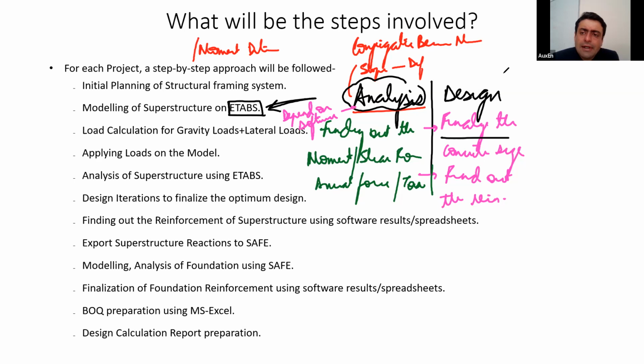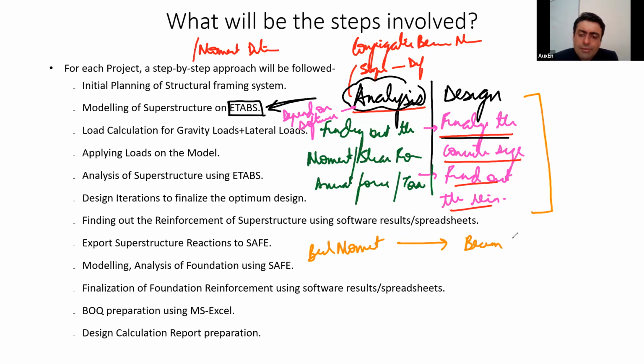When it comes to design, by design I mean, as I said, finalizing the concrete sizes, RCC sizes, and then finding out the reinforcement. These two steps for me, I would be calling them design. So how do we do design? Once I have, let us say, a bending moment, how do I find out the beam size and reinforcement? Tell me. How will I find out the beam size and how will I find out the reinforcement?